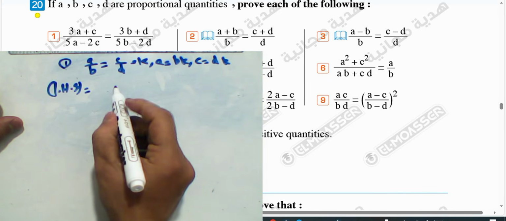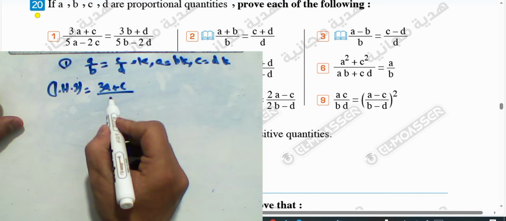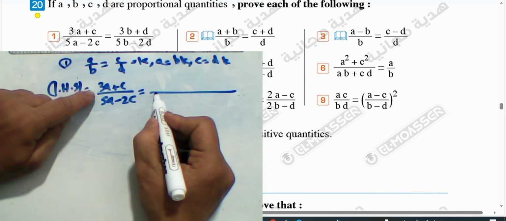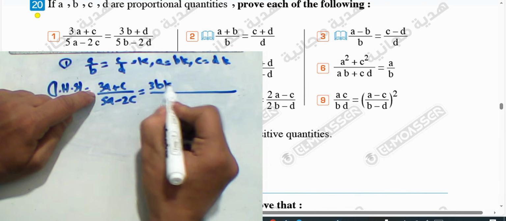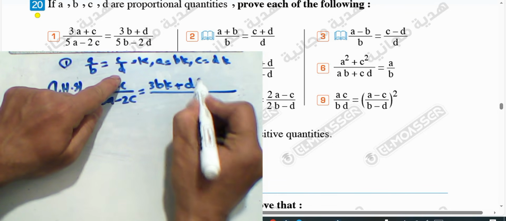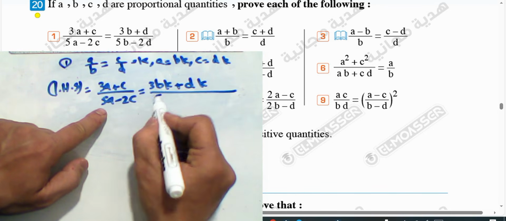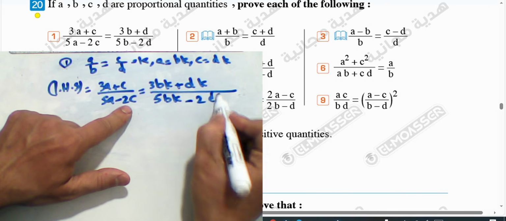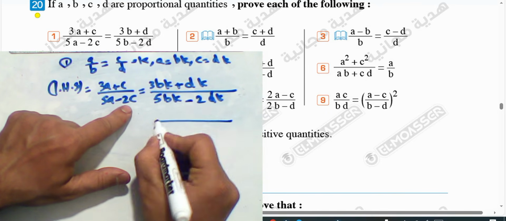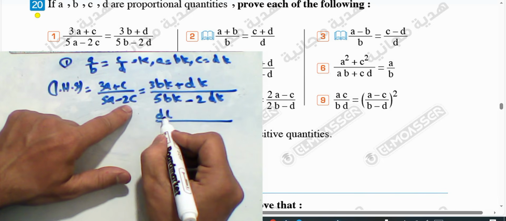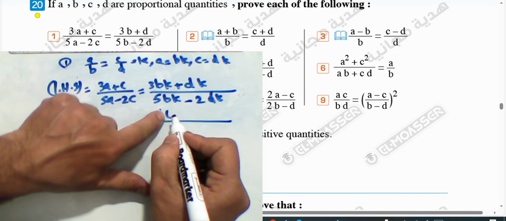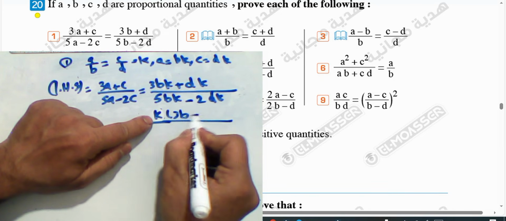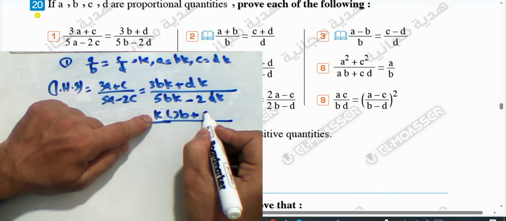Left hand side equals 3A plus C over 5A minus 2C. 3 times A equals BK, so it will be 3BK plus C, which equals DK. 5 times A equals 5 times BK, subtract 2 times C. C was DK. You can write the common factor K outside. 3BK divided by K equals 3B, and DK divided by K equals D.